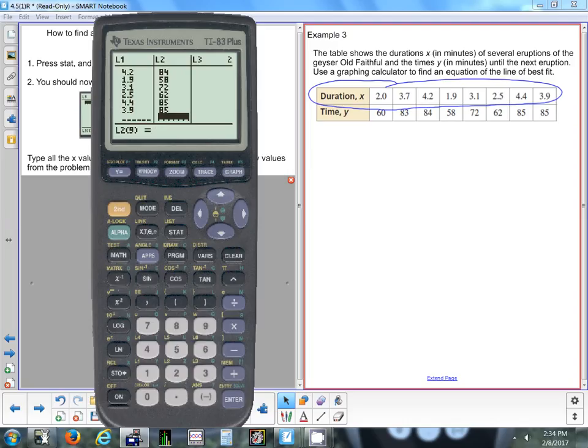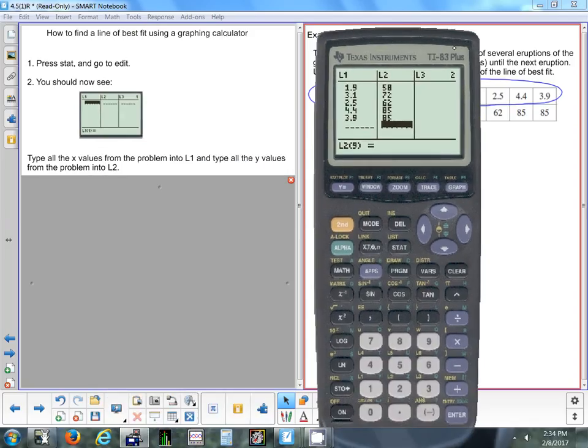Now, when you're done, L1 and L2 should have the same amount of numbers in it. If you have something like this, it's not going to work. I have an extra number here that I don't have here. Okay? Was everybody able to get their numbers in L2? Any questions on that? Everybody's good? Okay, so now we've put all our data into the calculator.